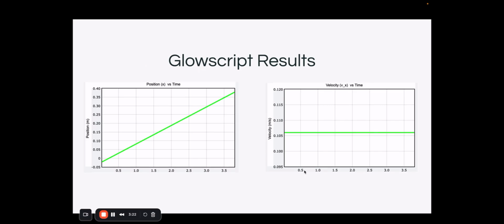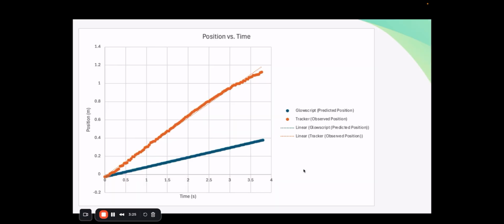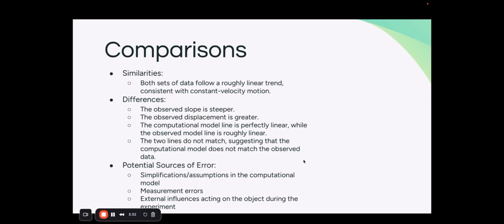Here are the results generated by GlowScript. And here's the comparison of my observed results, seen in orange, versus those generated by my computational model, seen in blue. Here are some comparisons. Both sets of data follow a roughly linear trend consistent with constant velocity motion. However, the observed slope is steeper, the observed displacement is greater, and the computational model line is perfectly linear, while the observed line is roughly linear.